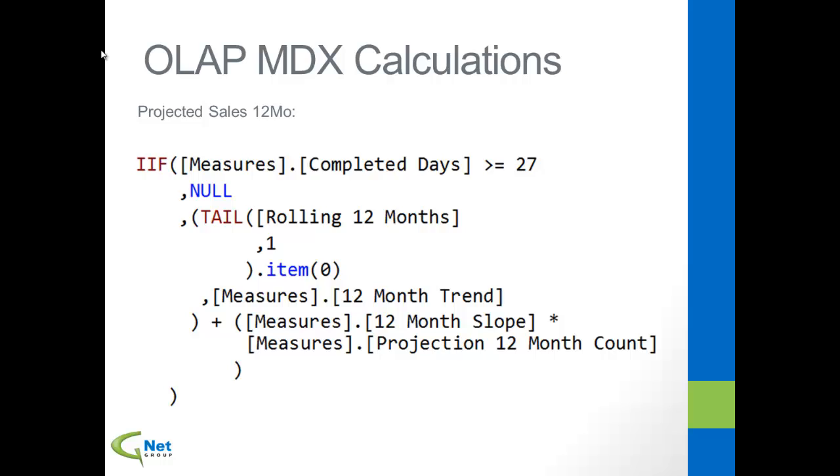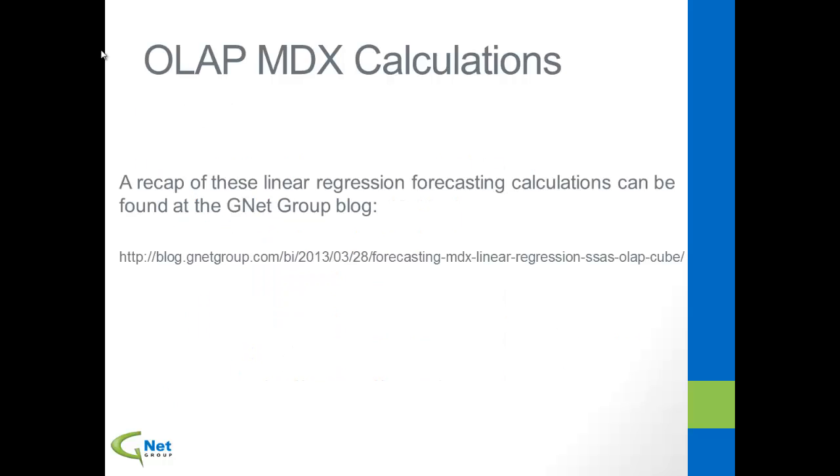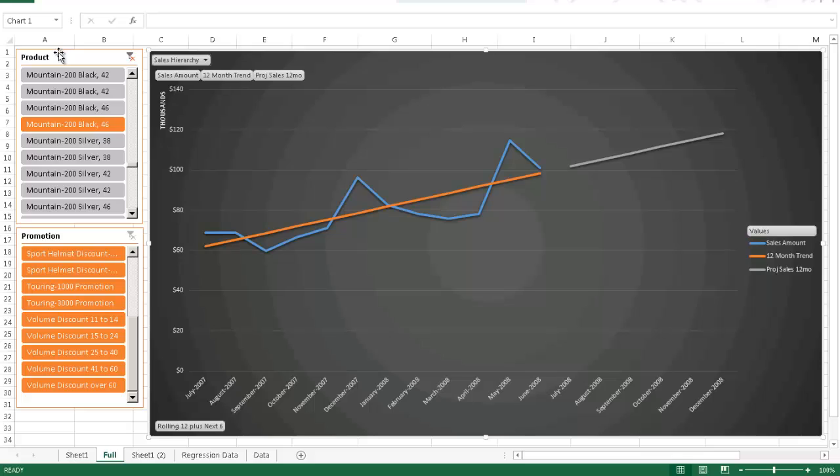Before we take a look at how these projections graph out, a recap of these linear regression forecasting calculations can be found in another article at the GNet Group blog. Now let's plot the OLAP forecasting data on a pivot chart. We'll use Excel 2013, keeping in mind that Performance Point, Reporting Services, or any other front-end tool that displays Analysis Services OLAP data can in fact display these calculations from the cube.